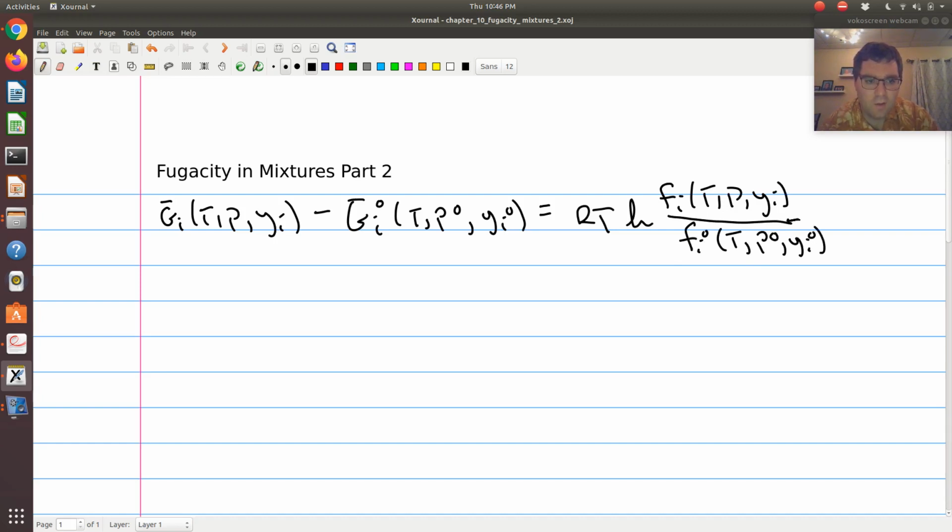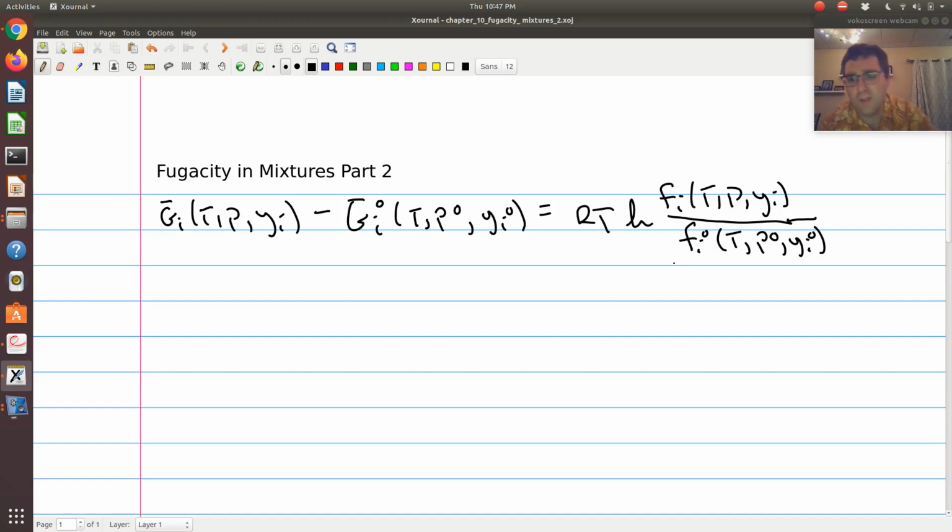Okay, so for an isothermal process, the difference in my partial molar Gibbs free energy gives me RT log the ratio of fugacities. So G-bar_i and f_i correspond to the partial molar Gibbs free energy and fugacity at the same state. G-bar_i not and f_i not correspond to the partial molar Gibbs free energy and fugacity at the same state, which we typically take to be our standard state or our reference state, or it could just be any old given state, but those are at the same state.